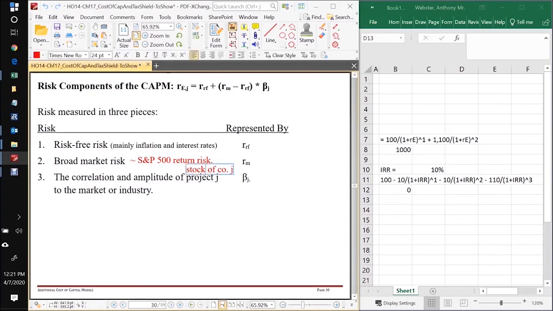Let's make that a little clearer. Stock returns of company J to the returns of the market or industry, just like it was in the previous chapter. And then, of course, project-specific risk is still measured in the projected cash flows.